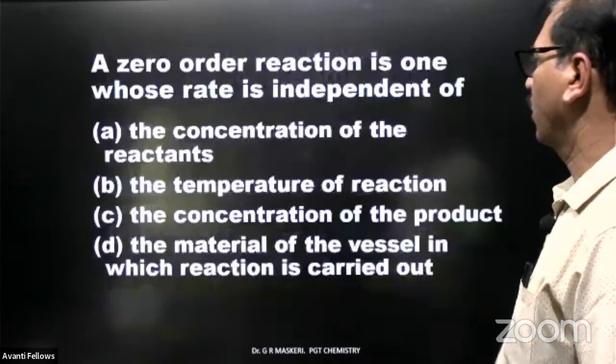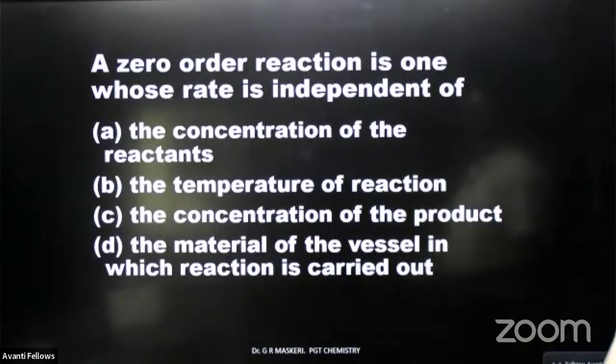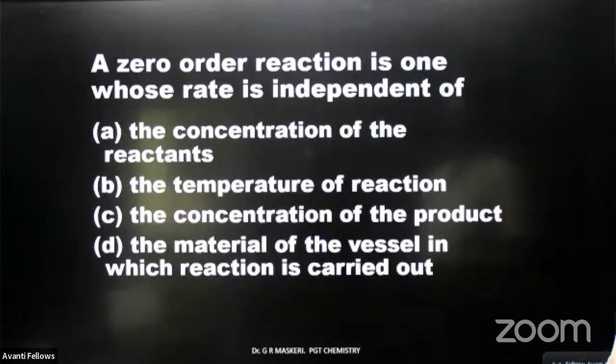Fine. Good. A zero order reaction is one whose rate is independent of the concentration of the reactants, the temperature of the reaction, the concentration of the product, or the material of the vessel in which the reaction is carried out. Option A, sir.